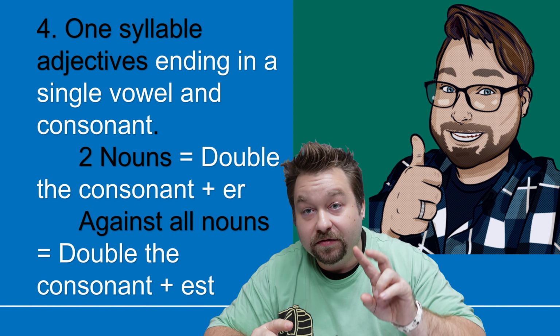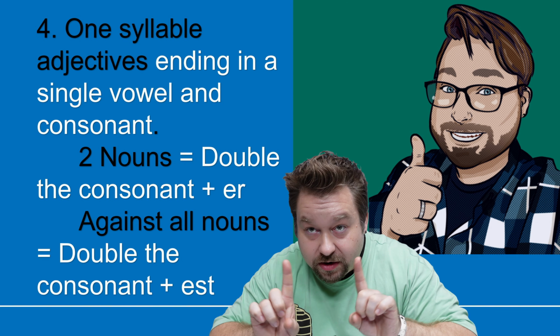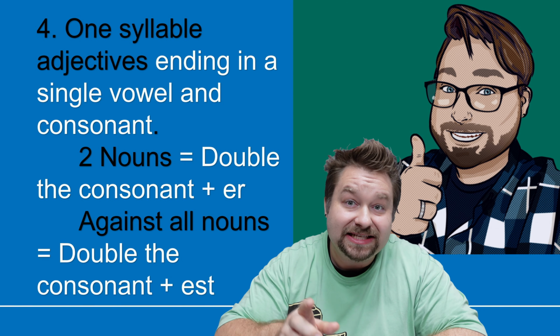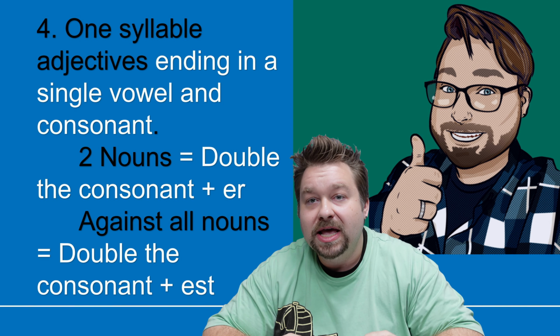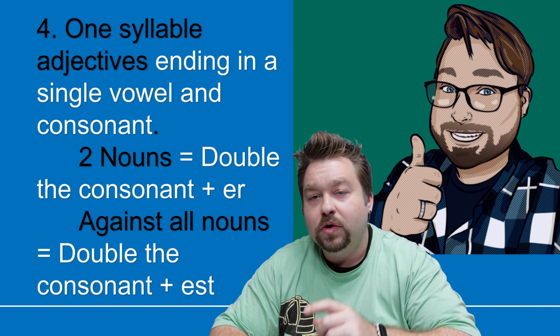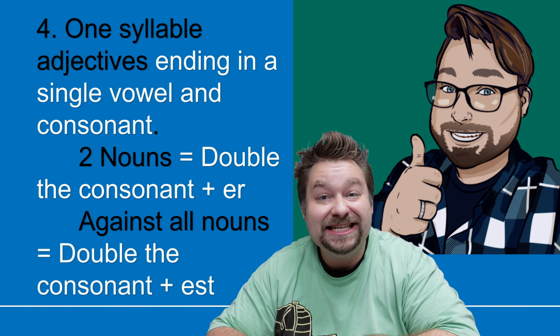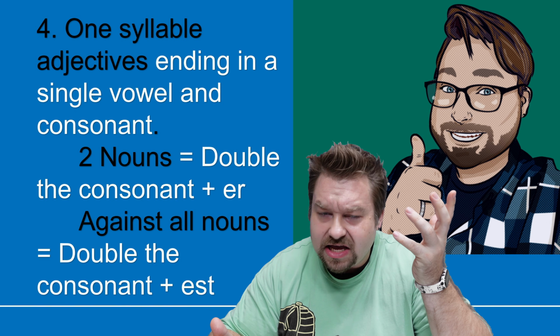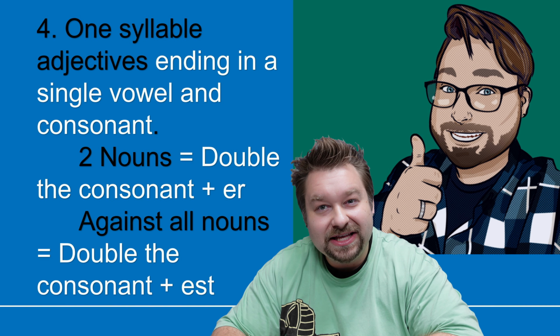And add ER for 2 nouns. When we're comparing 2 things, we double the consonant and add ER. Okay. And if it's against all others, we double the consonant and add EST. Look at that, it's still ER and EST. That's not really that bad, right?